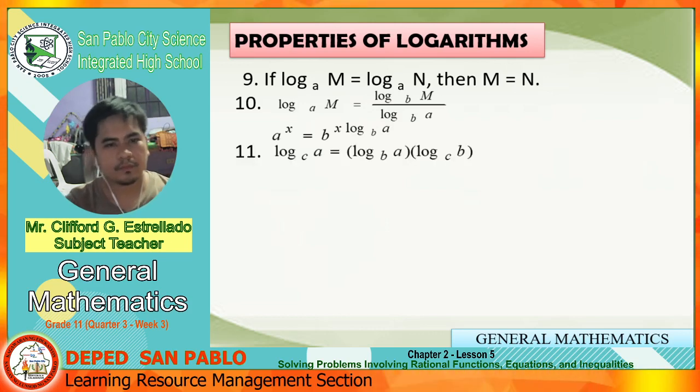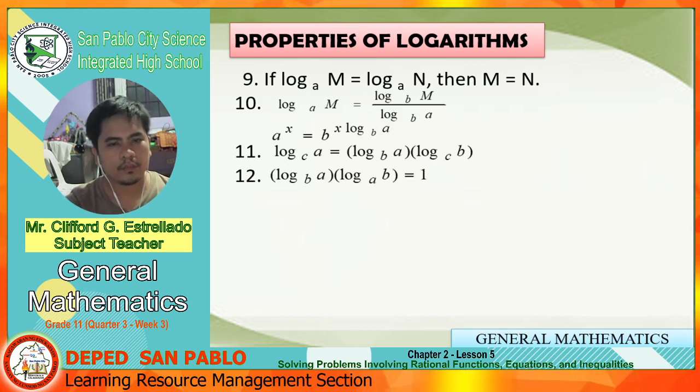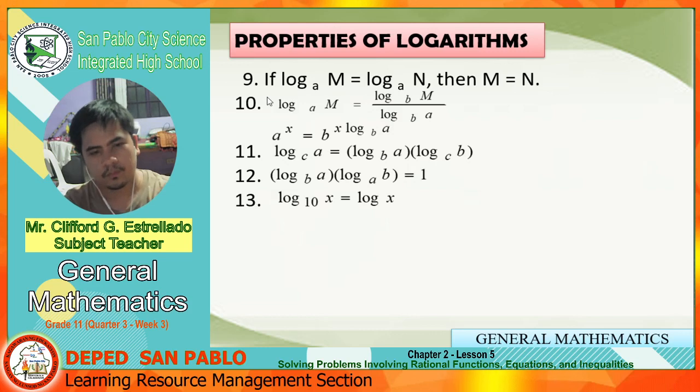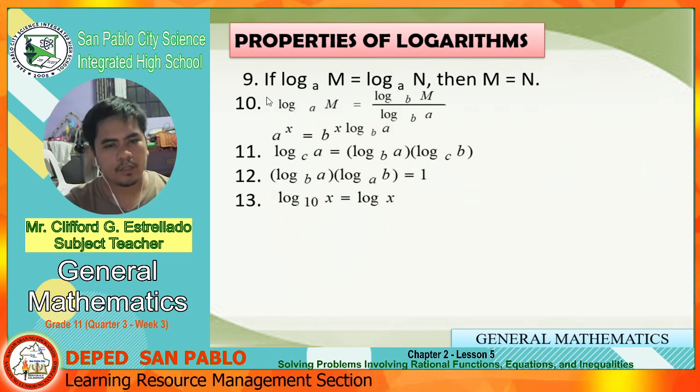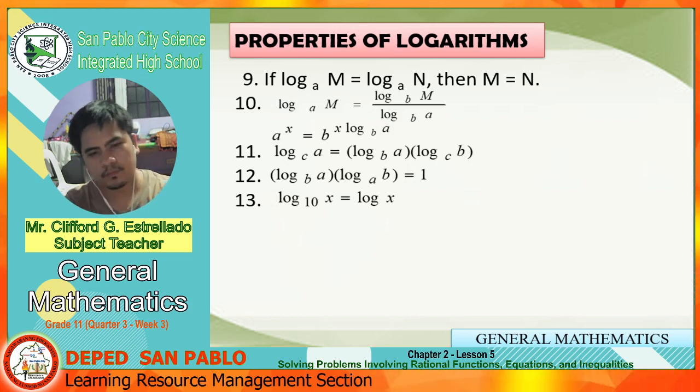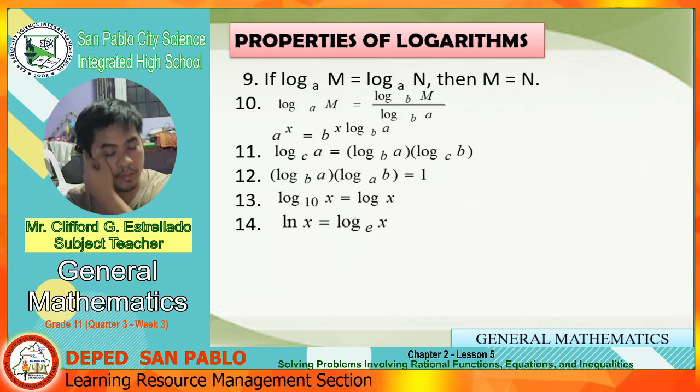Next, number 11, logarithm of a with the base c is equal to logarithm of a with the base b times logarithm of b with the base c. Number 12, logarithm of a with the base b times logarithm of b with the base a is equal to 1. Number 13, logarithm of x with the base 10 is equal to logarithm of x. And ln of x is equal to logarithm of x with the base e.